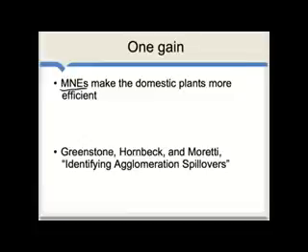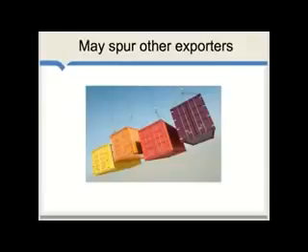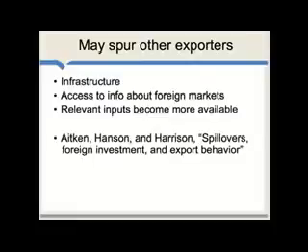One notable gain is that multinationals, or MNEs, seem to make the other domestic plants more efficient. There's a very good paper on that called Identifying Agglomeration Spillovers. Along related lines, having a multinational in your country, especially one which is exporting, makes your other domestic exporters more efficient and more likely to be able to export themselves.